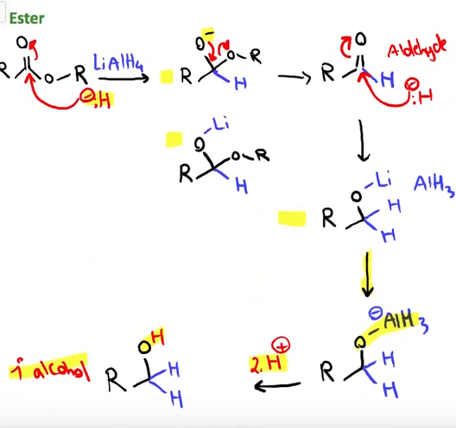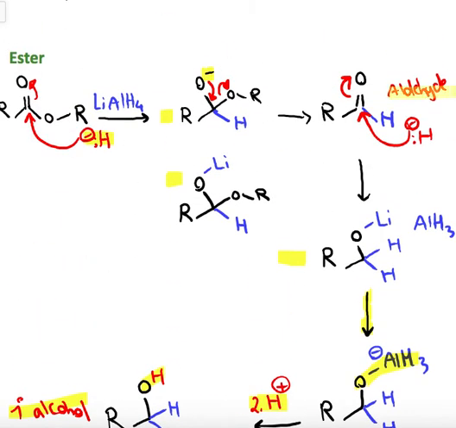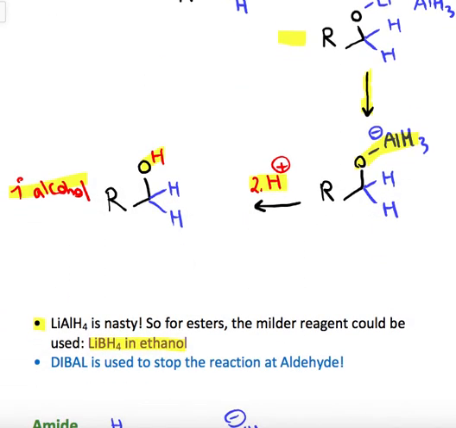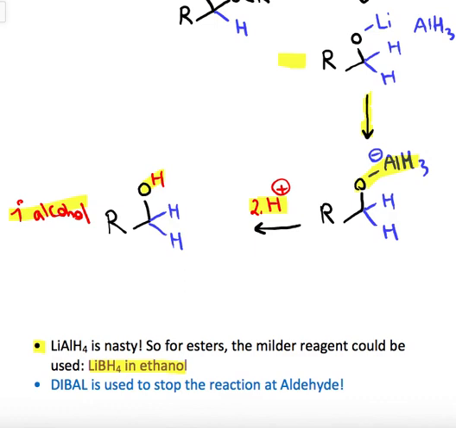Now, what if you want to stop the reaction at the aldehyde stage? Well, there's another reagent called DIBAL. This is called diisobutylaluminum hydride. You can use this to reduce esters. It actually stops the reaction at the aldehyde, though it's not always the case. It depends on your starting material, but there are some starting materials that would stop at the aldehyde if you use this reagent.